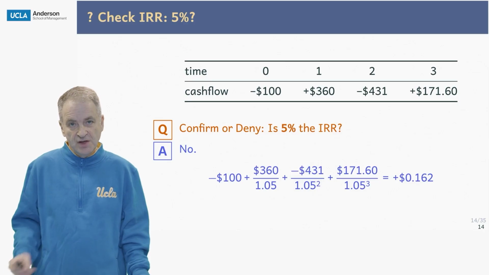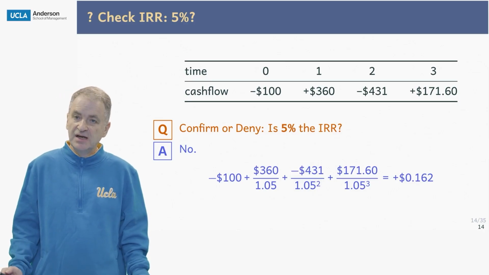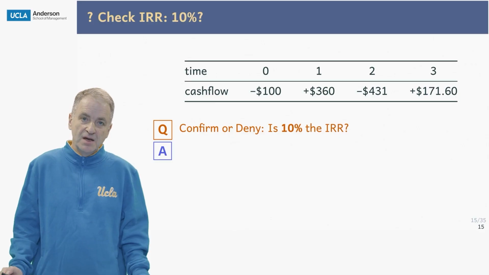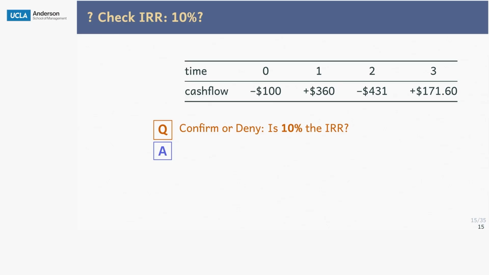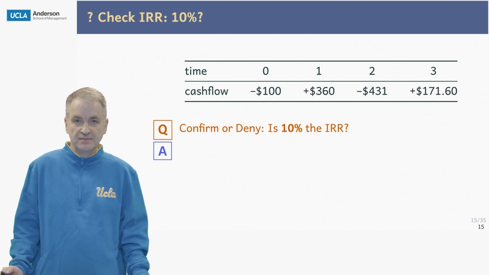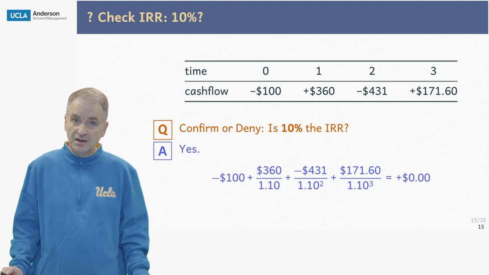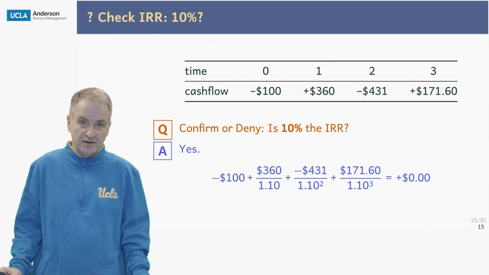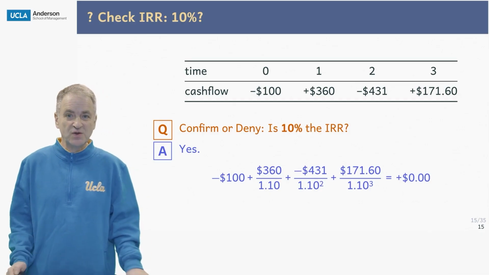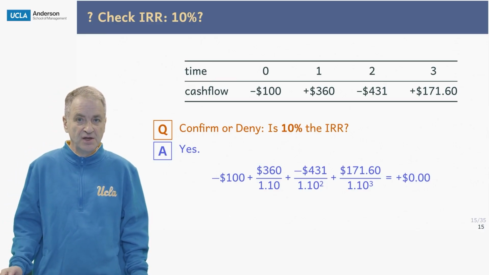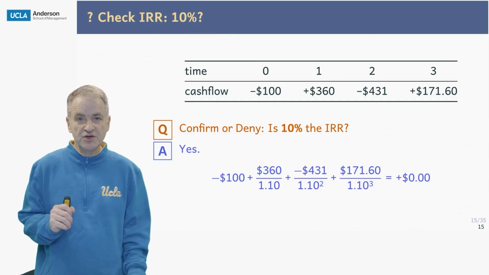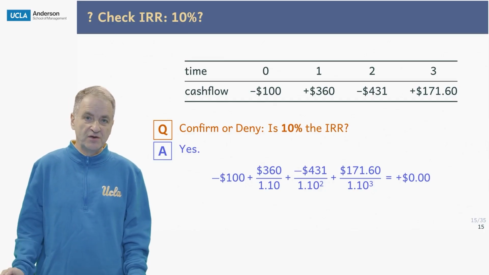And the answer is no. You plug in those numbers, out comes a clearly positive number. What about 10%? Please pause this video now, answer the question on a piece of paper, and then continue. Well, 10% is a good IRR. In fact, I've chosen the numbers so that it works out. The net present value formula comes out to be exactly 0, which means that for this particular project, 10% is the internal rate of return.